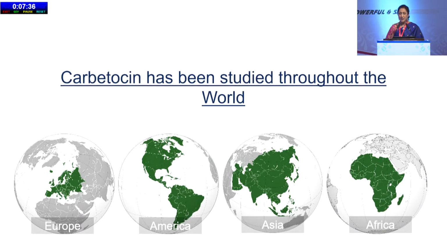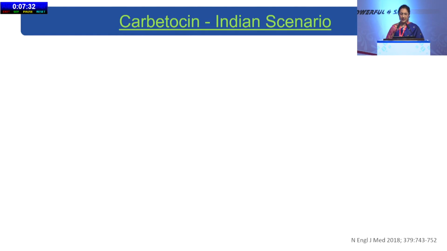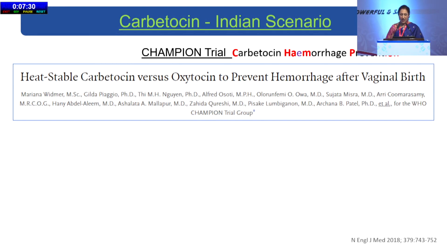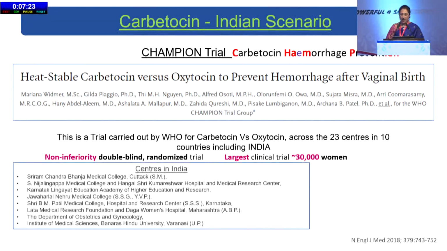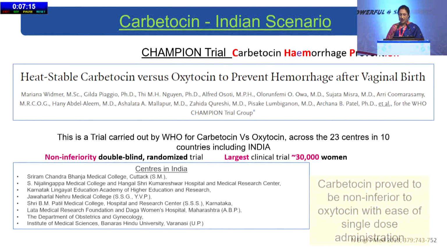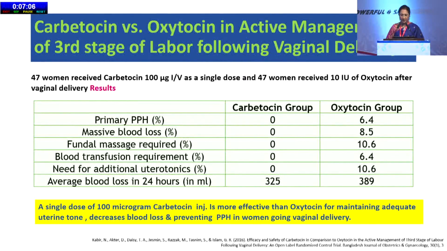Carbetocin has been used and studied worldwide. There are a lot of clinical studies on carbetocin. The CHAMPION trial, which was carried out by WHO, compared carbetocin versus oxytocin across 23 centers in 10 countries, including India. It was a non-inferiority, double-blind randomized trial with 30,000 women, and this proved that carbetocin is non-inferior to oxytocin, with the ease of single dose administration.